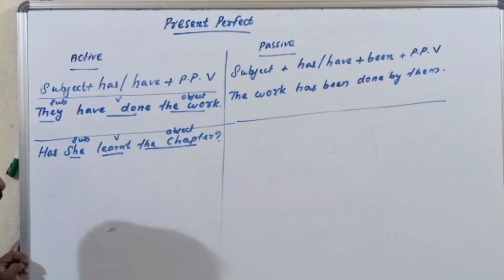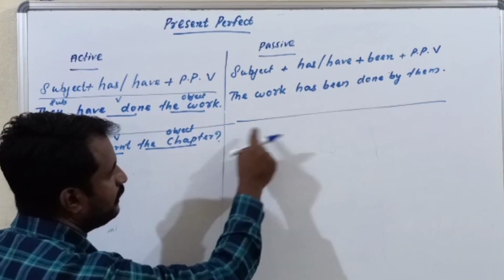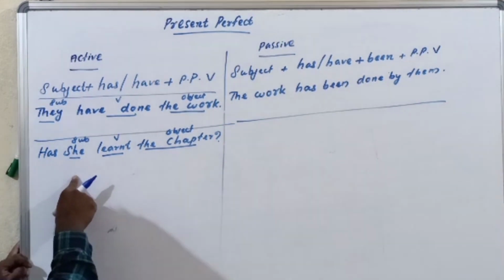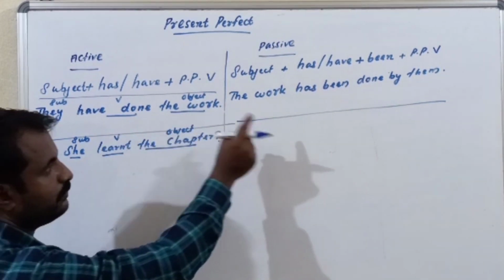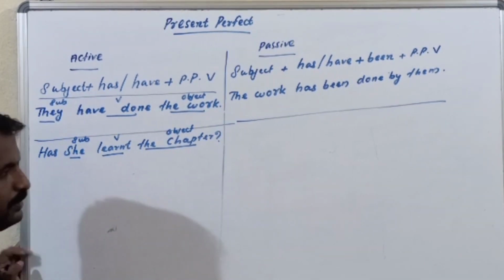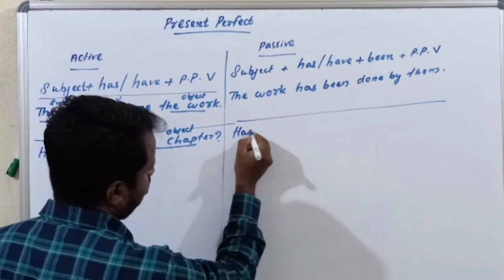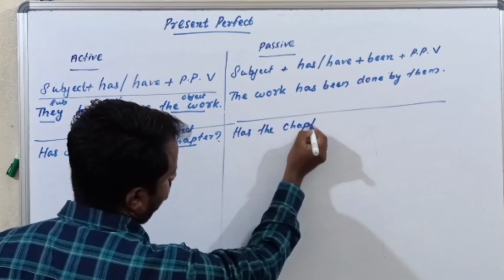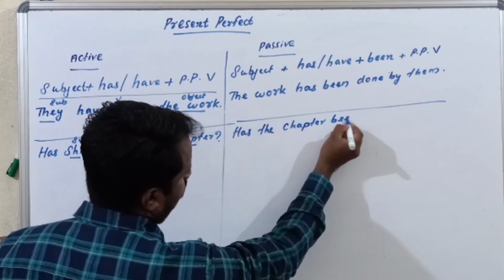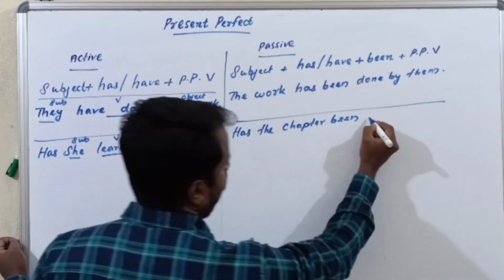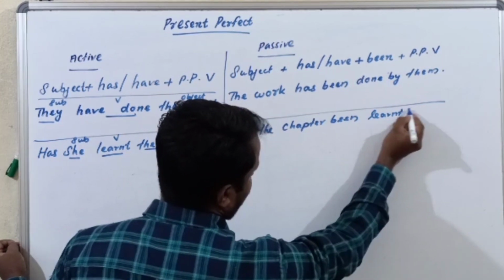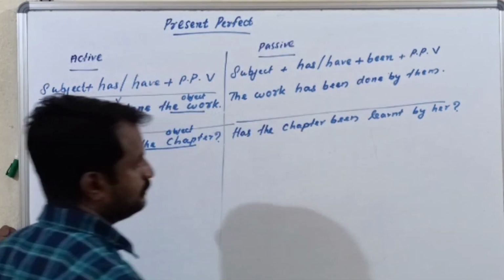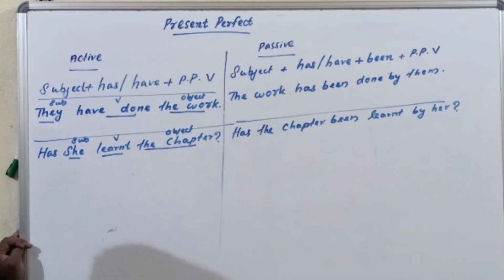And we know that we have to give importance to the object in passive. The chapter: which is suitable for chapter, has or have? Has. Tell me, the chapter has or has the chapter? Has the chapter, because it is an interrogative question. In passive also it is interrogative. Has the chapter been learned?